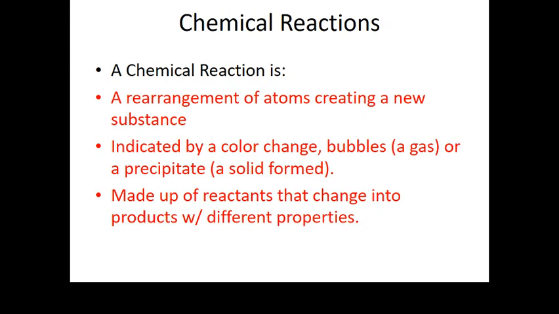So overall, chemical reactions we know take place based off three things. We have a rearrangement of atoms creating a new substance altogether. We can physically see this change based off color change, the production of gases or bubbles, and the production of a possible precipitate or a solid. You don't have to have all three, just one of the three.